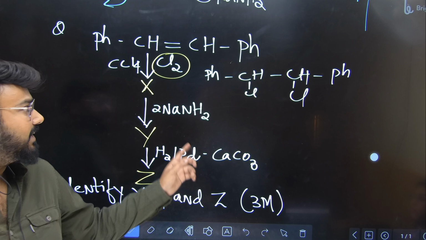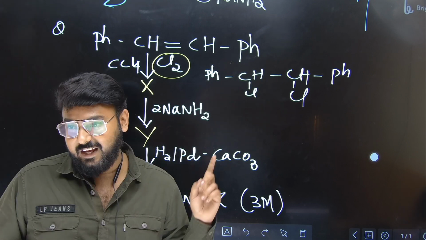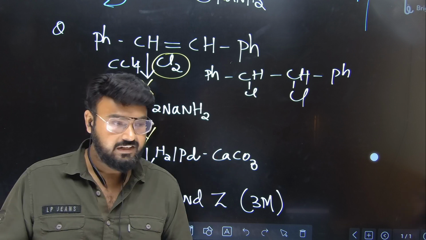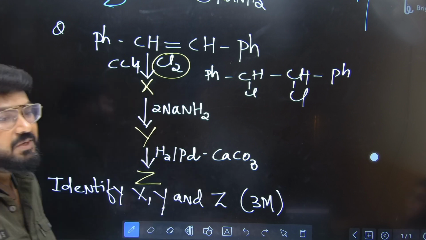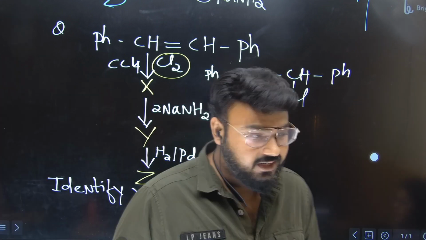Now tell me what's going to happen here. NaNH2, what do we remove? So it's saying you are adding NaNH2 directly 2 times. They are not adding alcoholic KOH. So what's going to happen? Everyone think about it. Please think about the possibility. I'll give you 30 seconds.